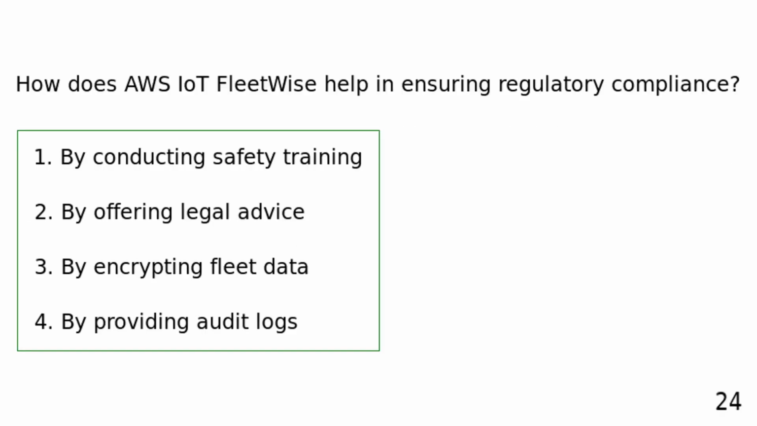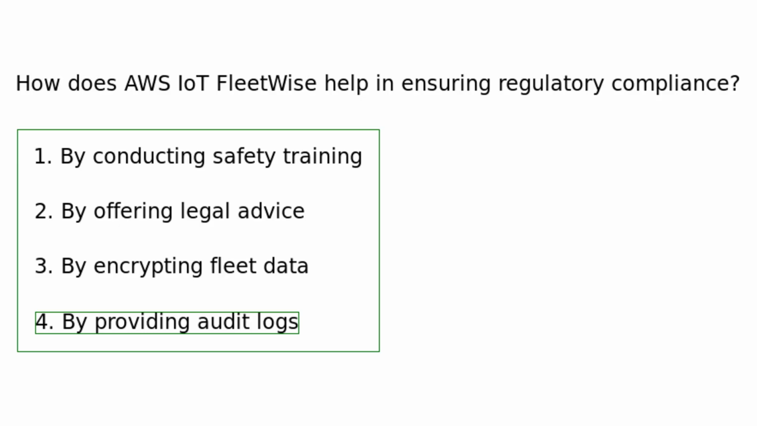How does AWS IoT FleetWise help in ensuring regulatory compliance? By conducting safety training. By offering legal advice. By encrypting fleet data. By providing audit logs. AWS IoT FleetWise helps in ensuring regulatory compliance by providing audit logs.